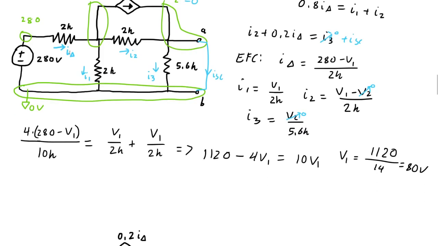So now we can find I short circuit. I short circuit is going to be I2 plus 0.2 I delta, which we already know is 4 over 10k. So 4 times (280 minus 80) divided by 10,000 plus I2, which is V1 over 2, so 80 volts divided by 2 kilo ohms. All right, so 4 times 200 is 800. 800 divided by 10,000.